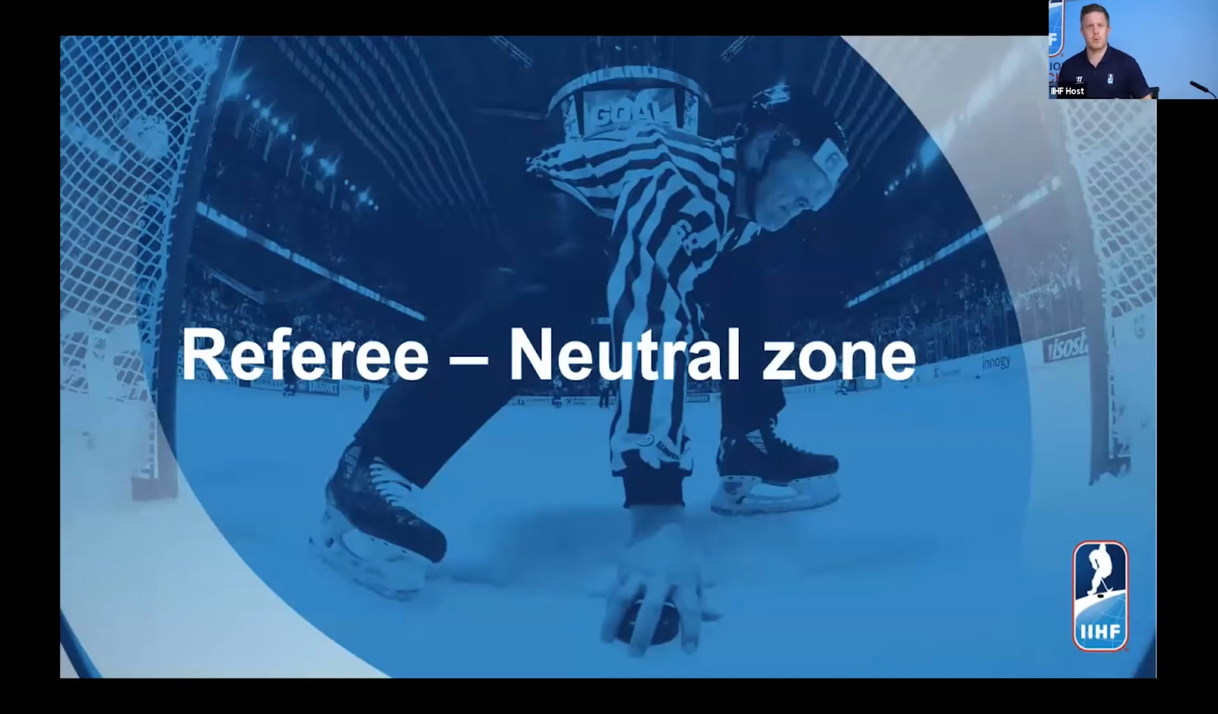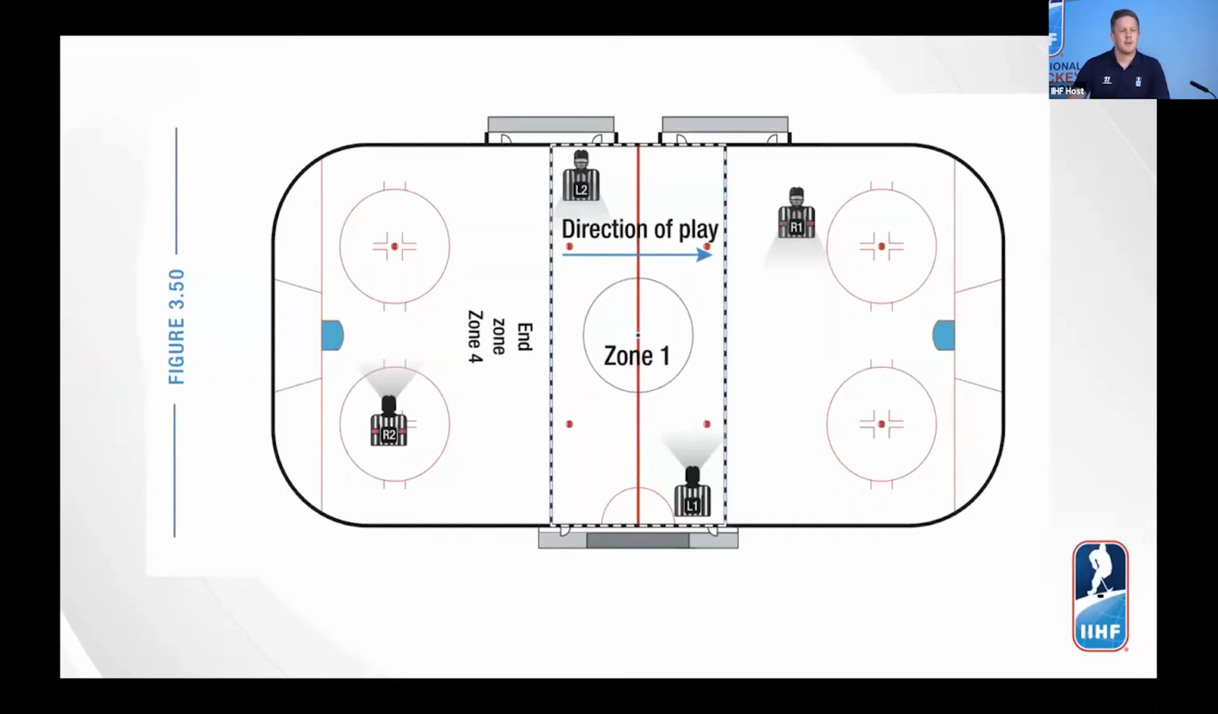So what the working group decided then was that when we talk about areas of responsibility, we mainly have only one zone. In this part, we only work with one zone where the game officials will share the responsibility. So that's why you will see that play will transition from end zone, zone 4, to zone 1. Zone 1 is the neutral zone.